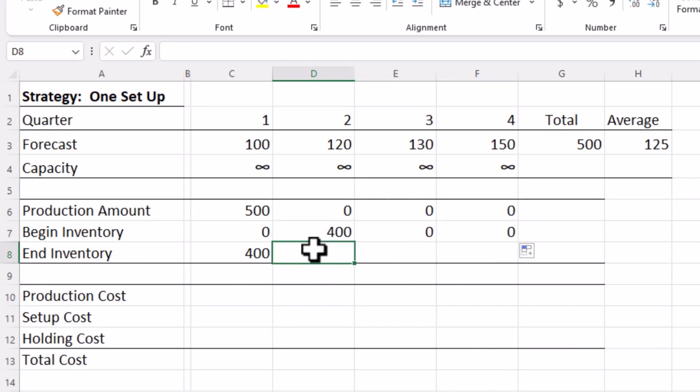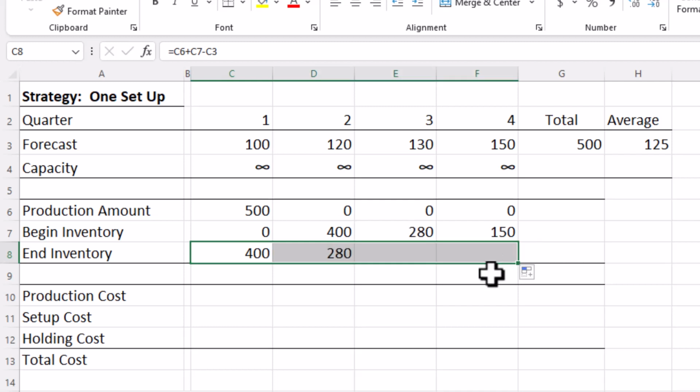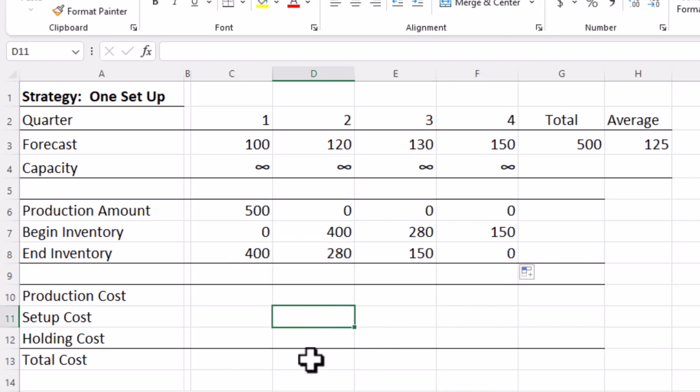The end inventory is going to be the formula that I put here, so I can just copy it and go all the way across. So in the second period, our beginning inventory is 400, which was the end inventory of the previous one. There is no production. Demand is 120 minus 400. We end with 280 units at the end of the second period.